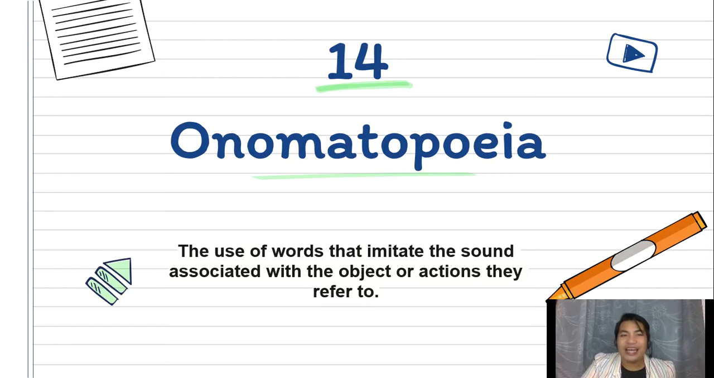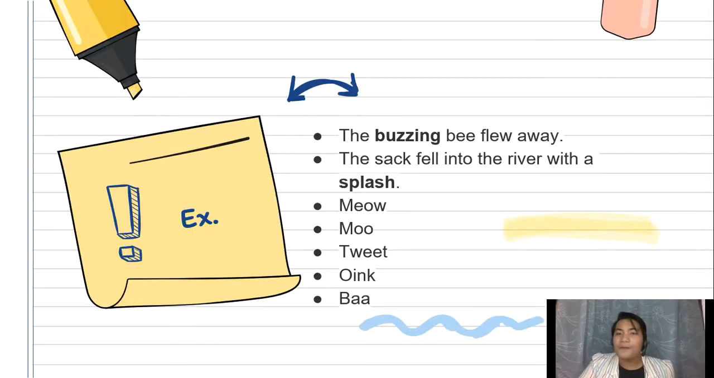Number 14, I have onomatopoeia. Onomatopoeia is the use of words that imitate the sound associated with the object or actions they refer to. For example, the buzzing bee flew away. The sack fell into the river with a splash. Also, we have meow, moo, tweet, oink, and baa.